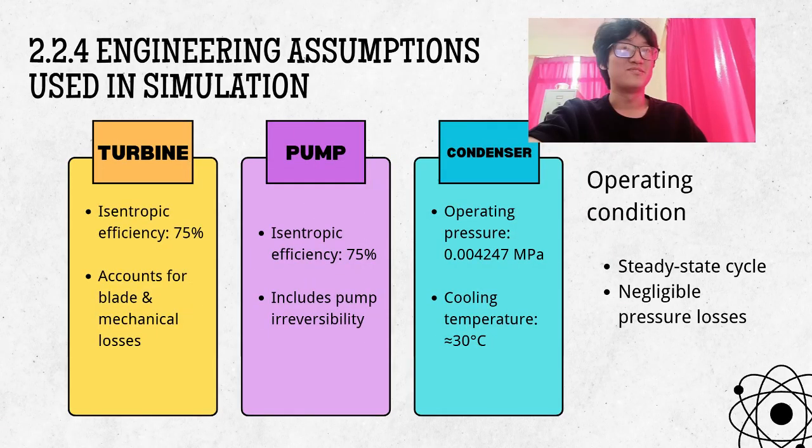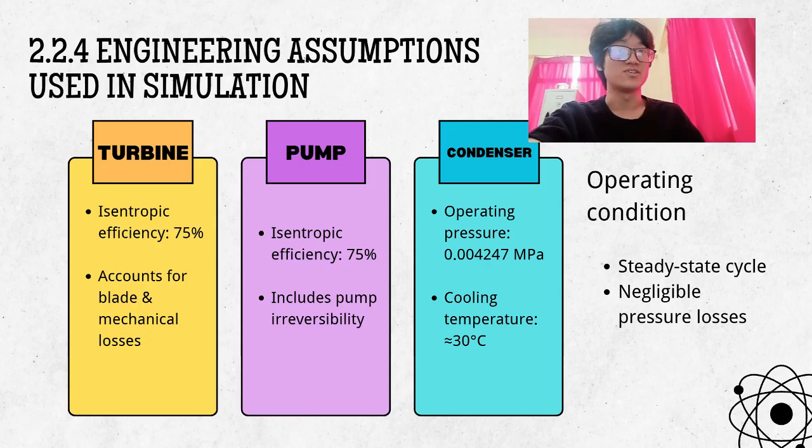So for the simulation, several engineering assumptions were applied to simplify the Rankine cycle analysis while maintaining realistic operating conditions. First of all, the turbine and pump isentropic efficiencies are assumed to be 75%. This accounts for real operating losses such as mechanical friction, fluid resistance, and irreversibility during energy conversion.